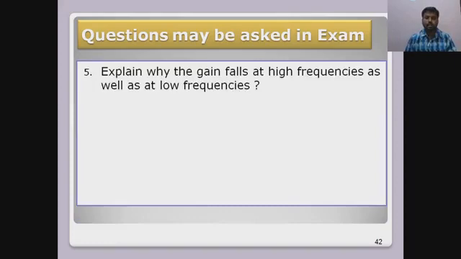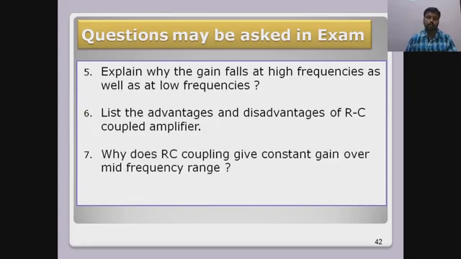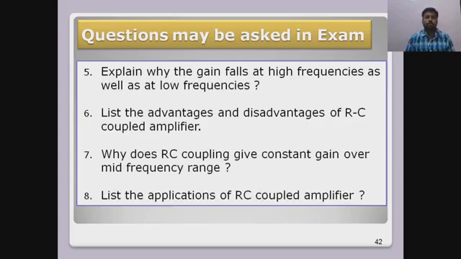And explain why the gain falls at high frequencies as well as at low frequencies. The same, the operation of the frequency response. And the advantages and disadvantages of the RC coupled amplifier. Why does RC coupling give constant gain over the mid frequency range? So question number 5 and question number 7 are the same. If you know the frequency response of the RC coupled amplifier, you can answer the two questions. And finally, the applications. List the applications of the RC coupled amplifier.